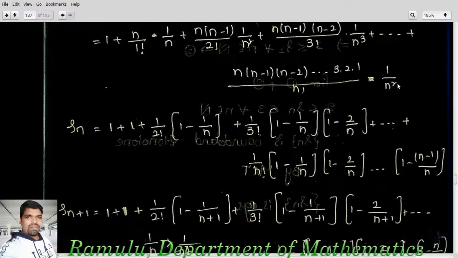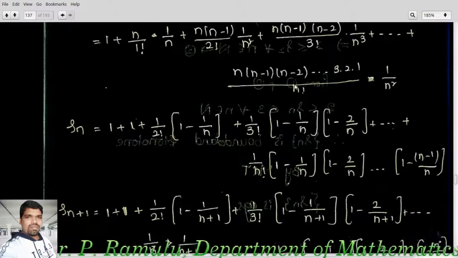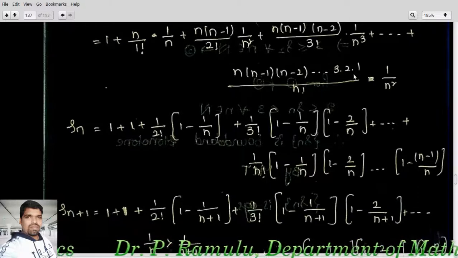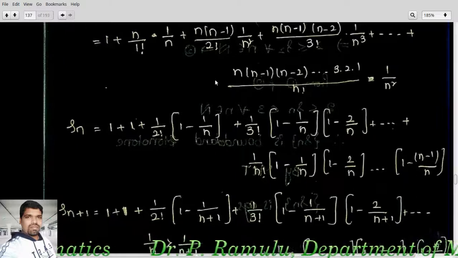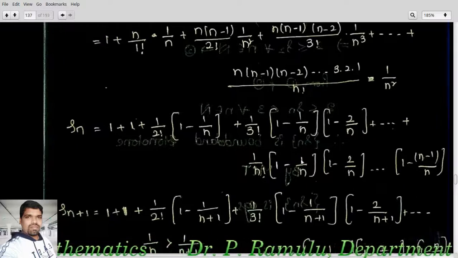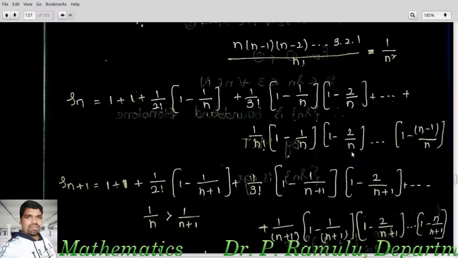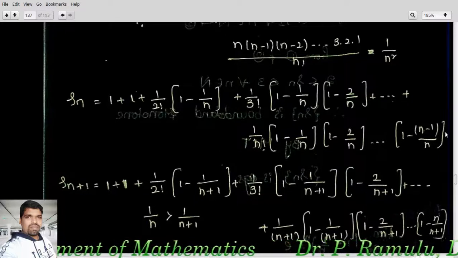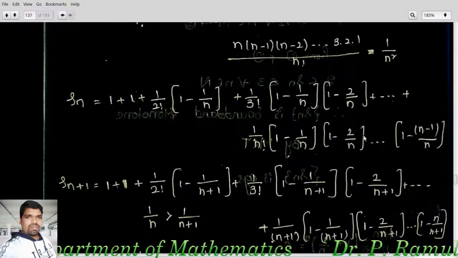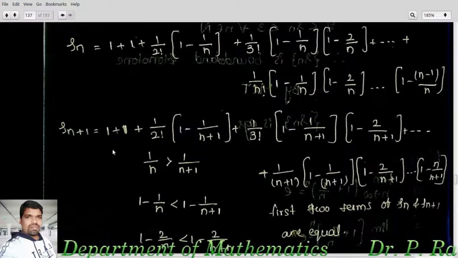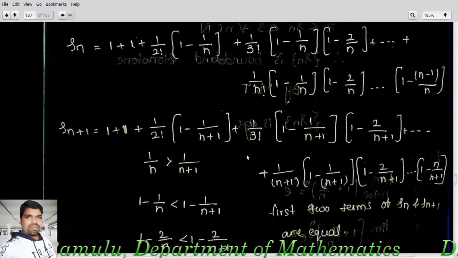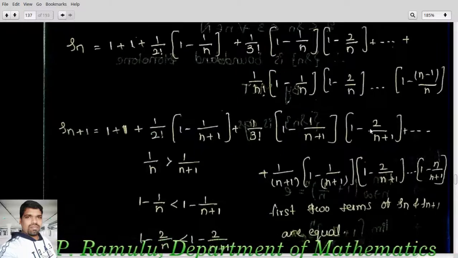Similarly, here n power n. If I write n power n, the n's get cancelled out. If I divide that term, we will get here 1 by n factorial times 1 minus 1 by n, 1 minus 2 by n, up to 1 minus n minus 1 by n. This is what we get, which equals Sn plus 1 equal to 1 plus 1 plus 1 by 2 factorial times 1 minus 1 by n, plus 1 by 3 factorial times 1 minus 1 by n times 1 minus 2 by n, and so on.